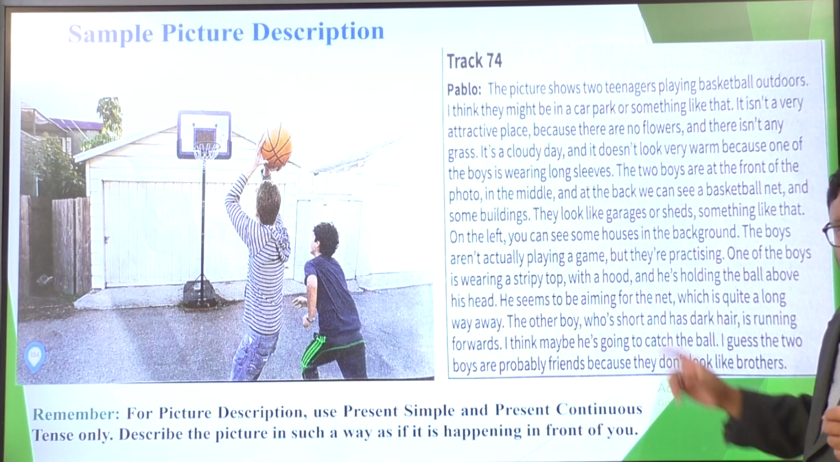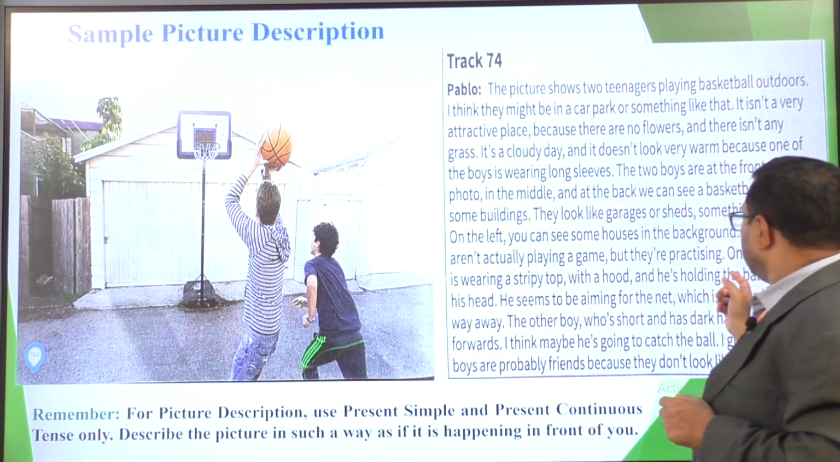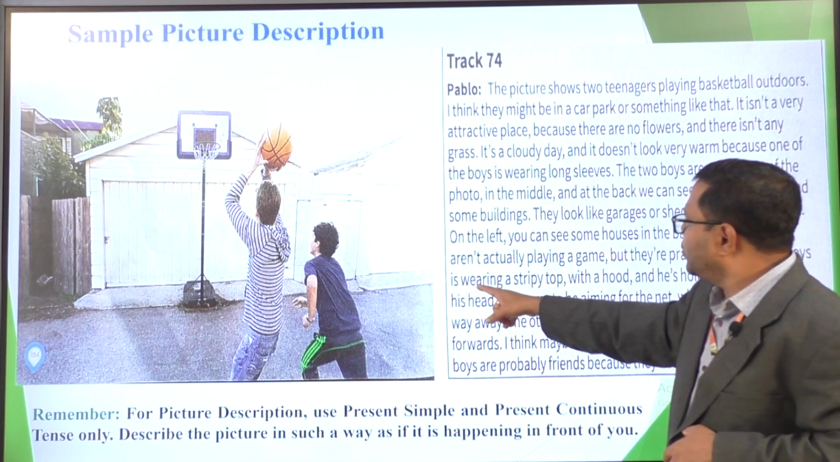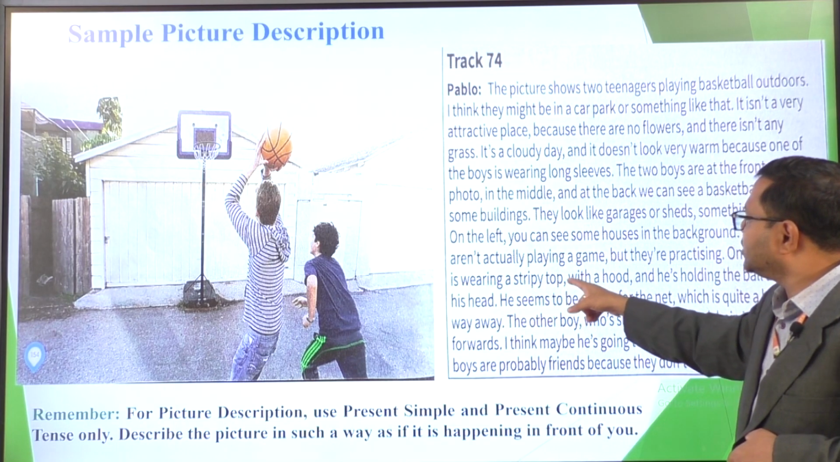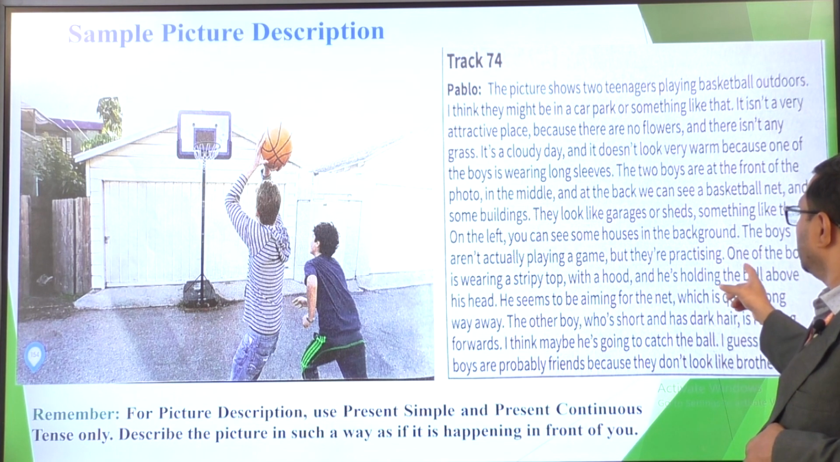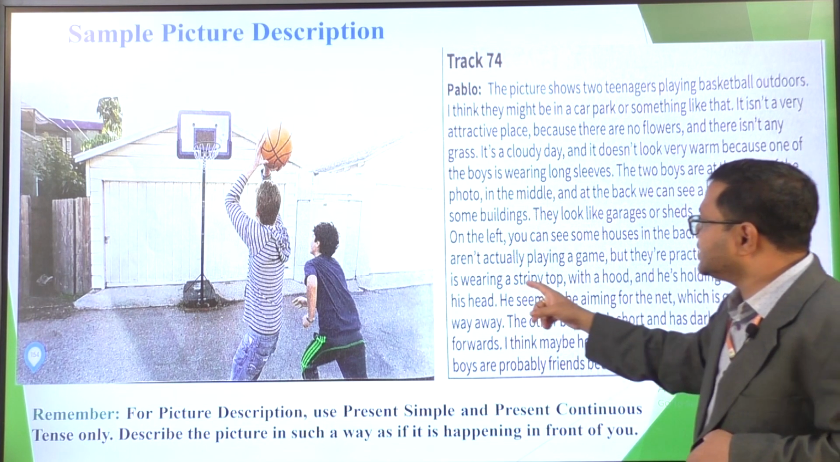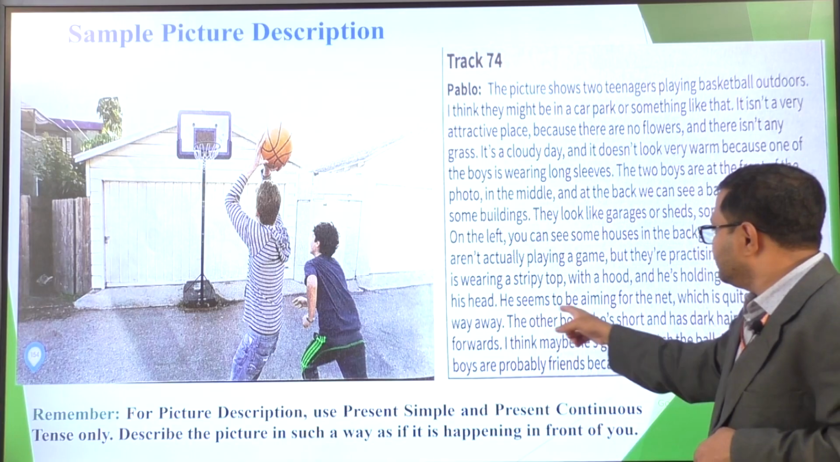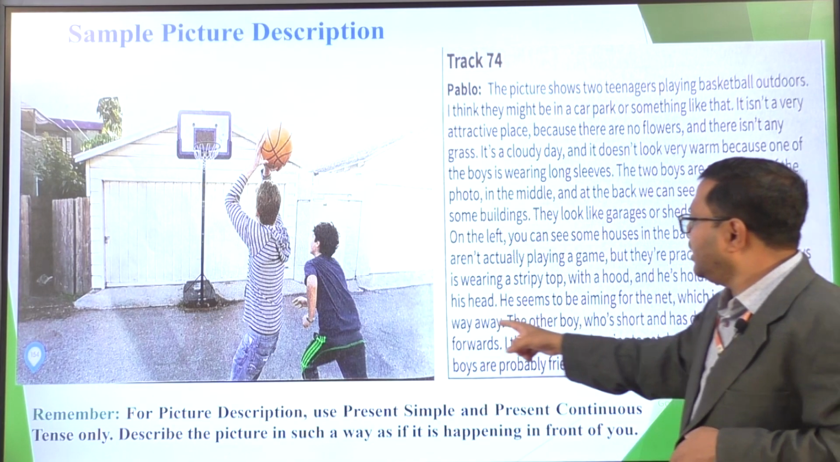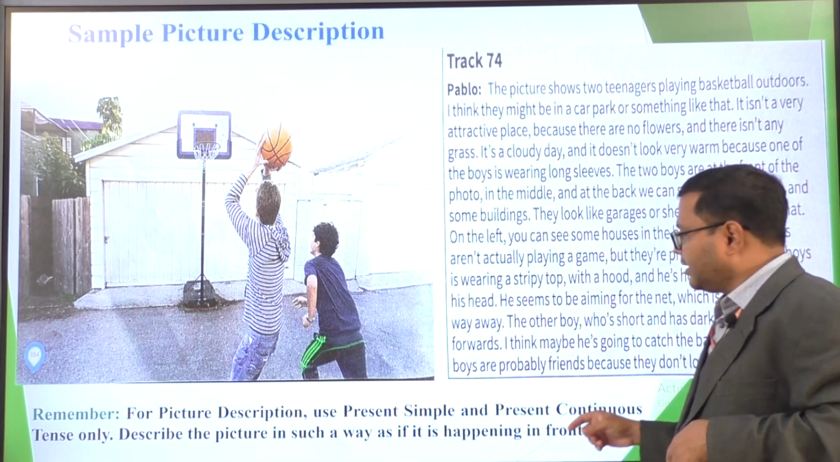Why? The next question would be why. How do you know that? Because one of the boys is wearing a stripy top with a hood, and he is holding the ball above his head. He seems to be aiming for the net, which is quite a long way away.